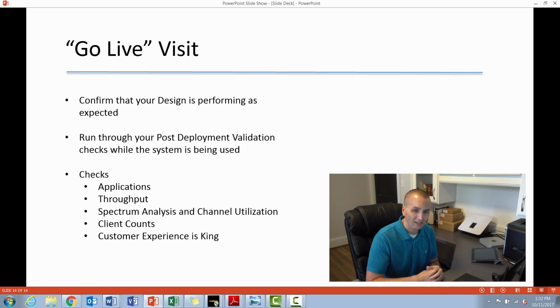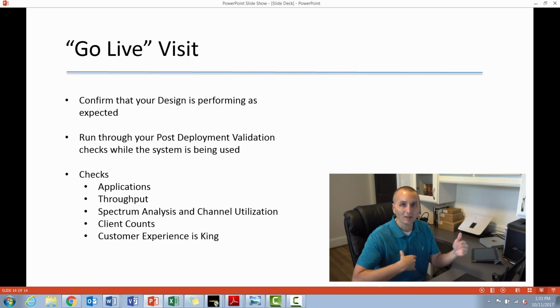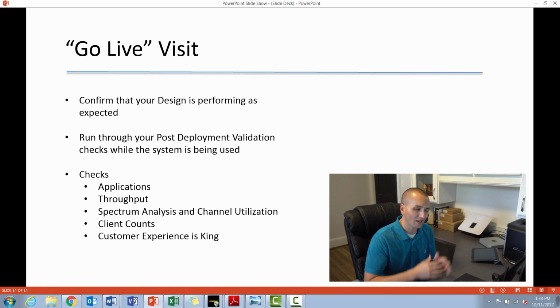So like I said, guys, this is not exhaustive. This is hitting some of the core fundamentals that I go through as I approach different designs, specifically medium to high density.